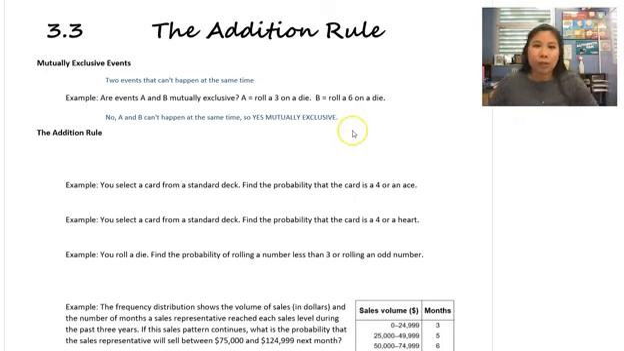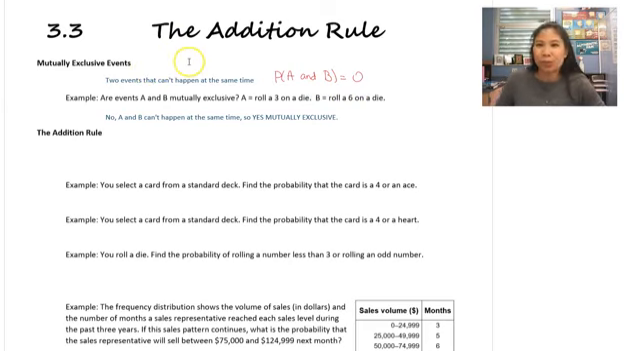So the reason why we want to know this is because when we find probability of things, if you're just doing one action, like rolling the die once, the probability of rolling a 3 and a 6 at the same time would be impossible, right? That's why we said, yes, it's mutually exclusive, because no, they can't happen at the same time. So if they cannot happen at the same time, then the probability of A and B happening at the same time should be 0. So if the probability of A and B has to equal 0 for mutually exclusive events, then that brings me to the addition rule.